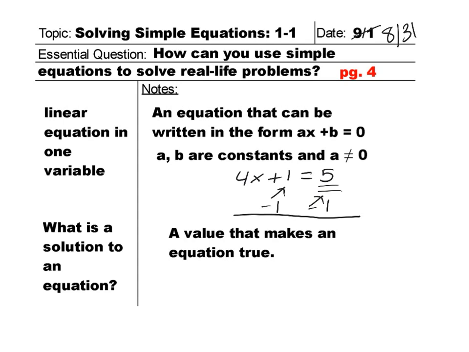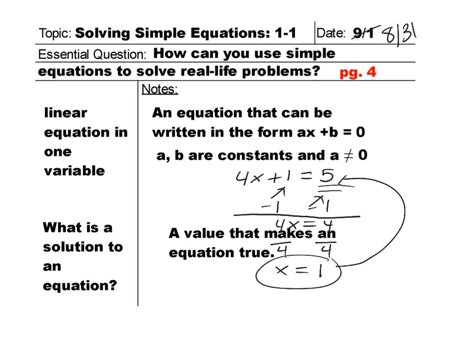So you're going to subtract 1, and of course you get 4x equals 4. Also note that my equal signs are lined up. I expect the same thing from you. And then I'll divide by 4 and divide by 4, and I'll get x equals 1. If I want to see if this is true, I just plug it back in, of course, and see if I get 5. If I get the true statement 5 equals 5, then I know I did it correctly.